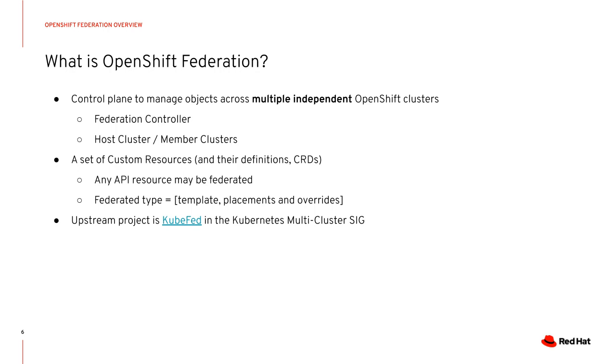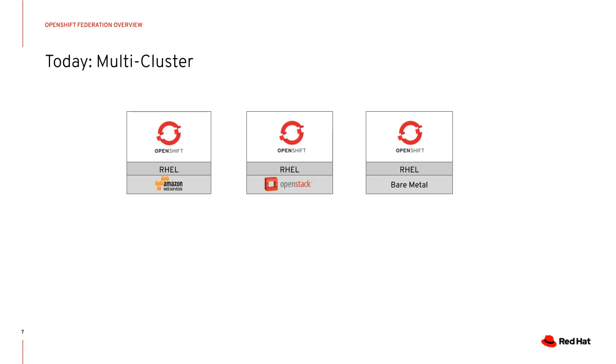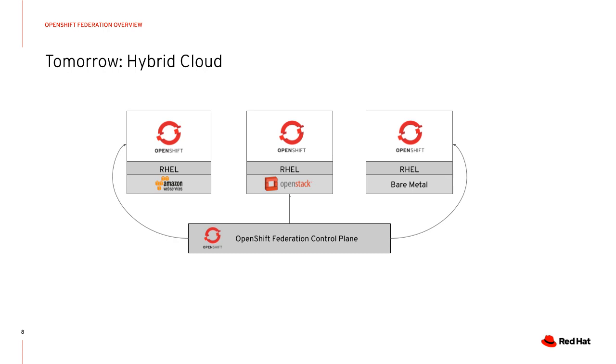OpenShift Federation is based on the Kubernetes Multi-Cluster Special Interest Group project named KubeFed. Red Hat has put a lot of work into ensuring a uniform experience with OpenShift across cloud providers, both on and off premises and even on bare metal and virtual machine platforms. It remains the customer's responsibility, however, to orchestrate application workloads across different OpenShift clusters. OpenShift Federation provides a powerful toolkit to manage applications in tomorrow's hybrid cloud.